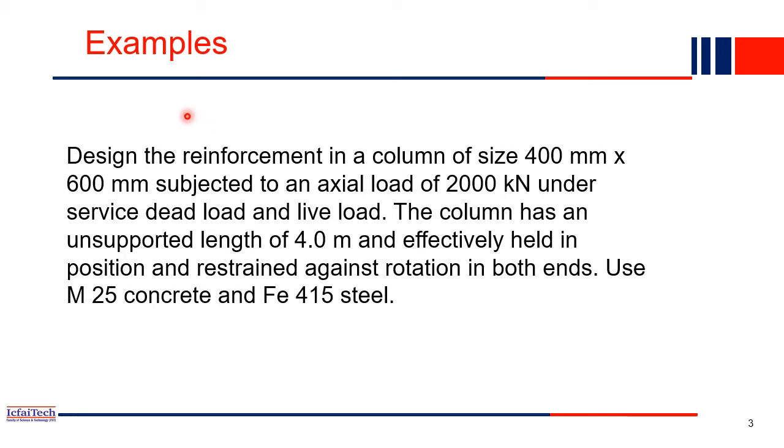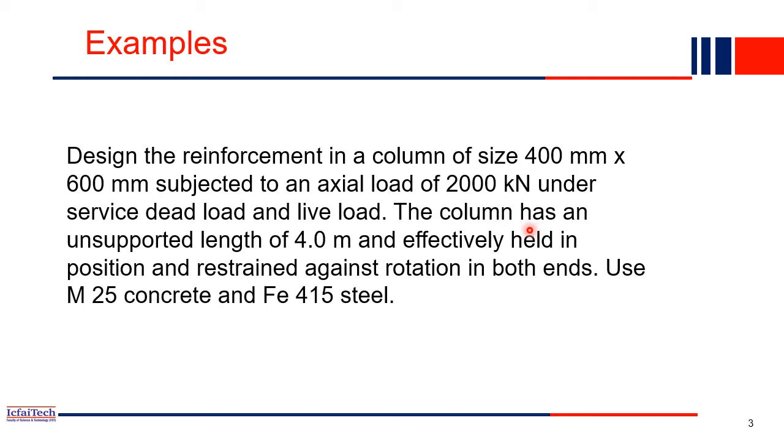So what is the question here? Design the reinforcement in a column. The column dimension is given, B into D. B is always the shorter dimension, so 400 is shorter. The cross sectional area is given to us, subjected to axial load. The axial load is also given, which is 2000 kilonewton, under the service load of live load and dead load. So a 2000 kilonewton compression load is coming onto our column, and the B and D values are also given. The column has an unsupported length of 4 meter.